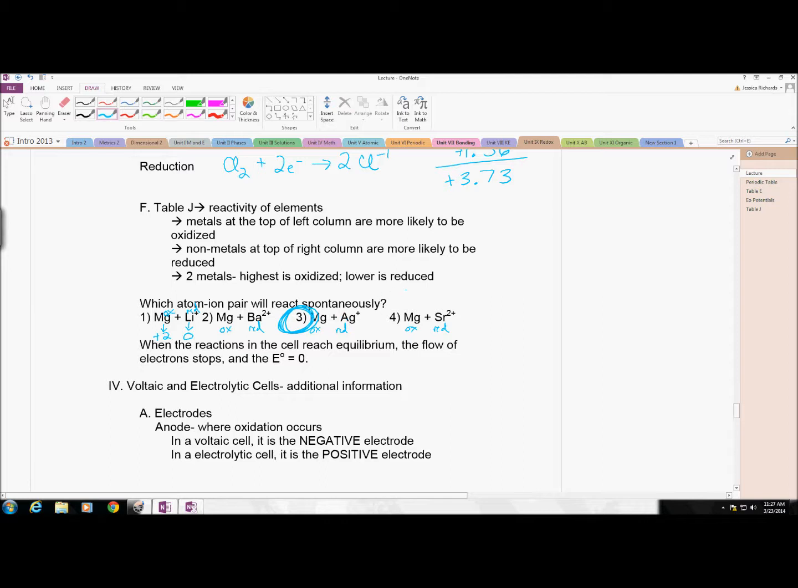If you have a battery and it has this E0 potential and the charge, as the battery uses its electricity and the concentration of your reactants goes down, the charge potential also goes down. When a cell reaches equilibrium, we no longer have this flow of electrons, so in essence your battery is dead. The E0 potential is 0.